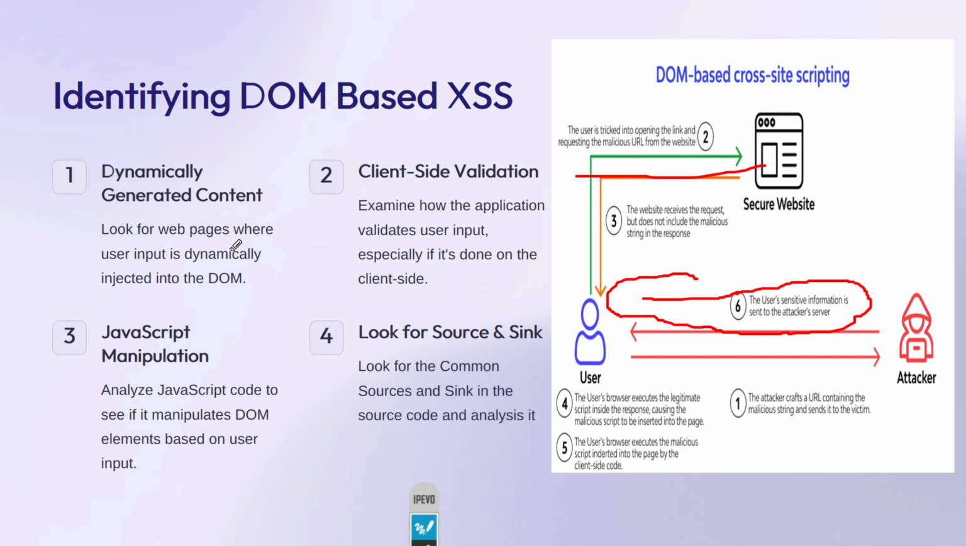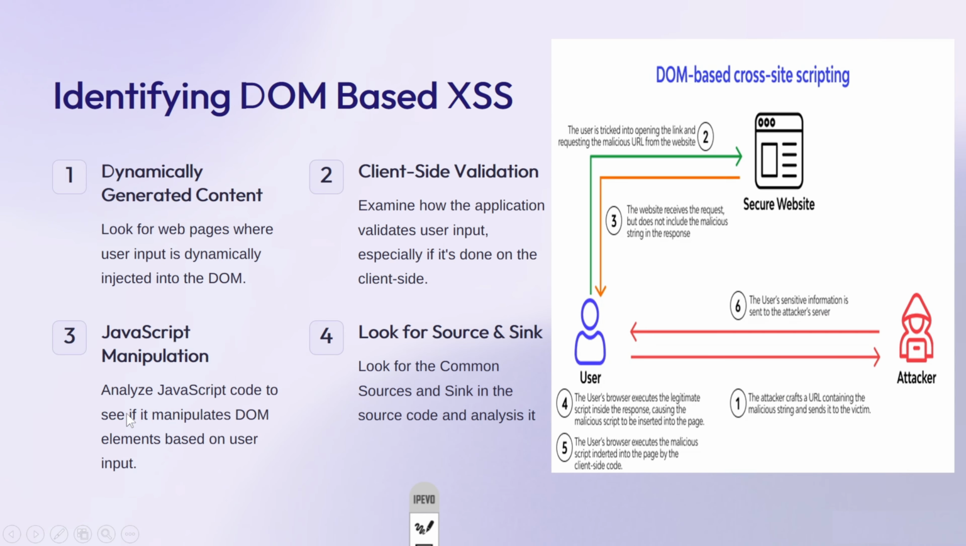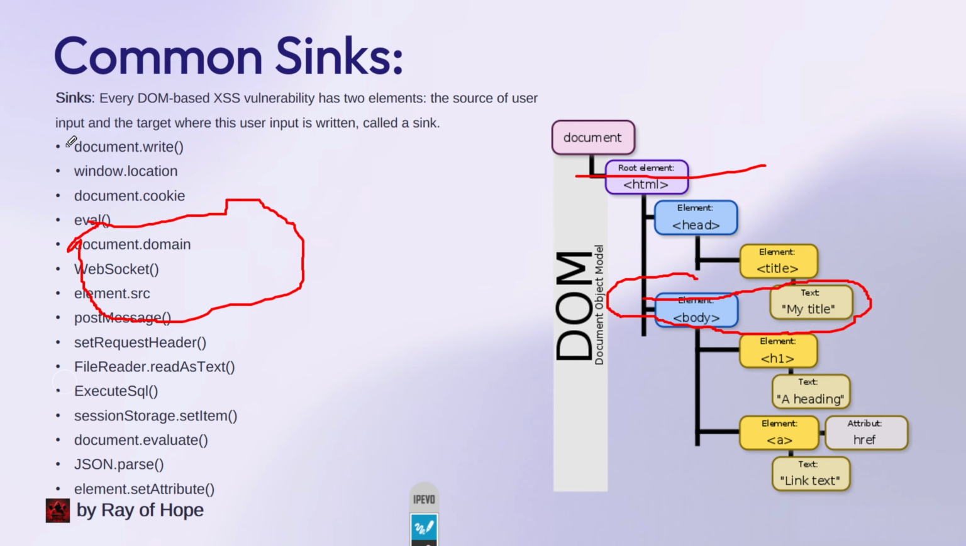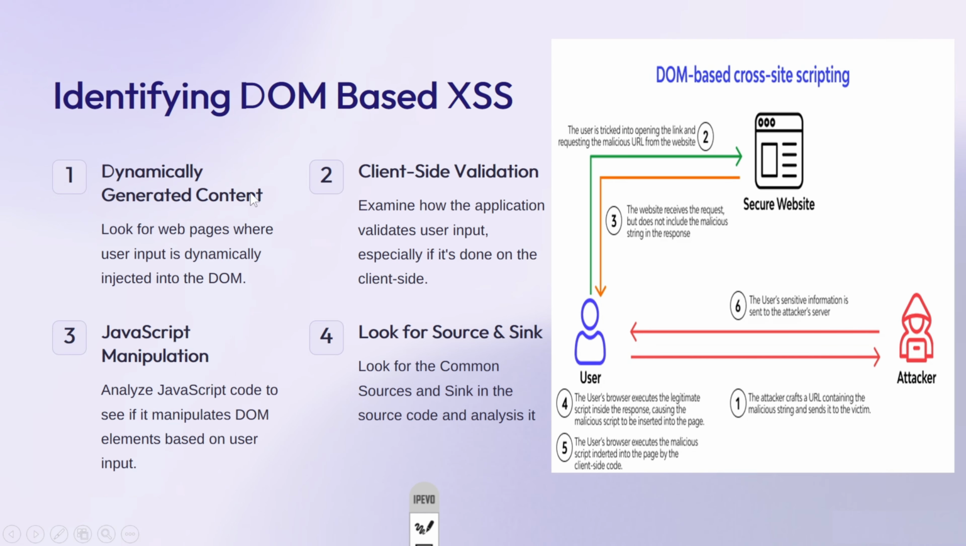Look for pages where user input is dynamically injected into the DOM. When I talk about DOM injection, it is about whether input is getting executed in these locations or not. If it is dynamically getting executed or written in those fields, we can try to perform DOM XSS there. Client-side validation: examine how the application validates user input if it is done on the client side. JavaScript manipulation, of course, we will have to do.